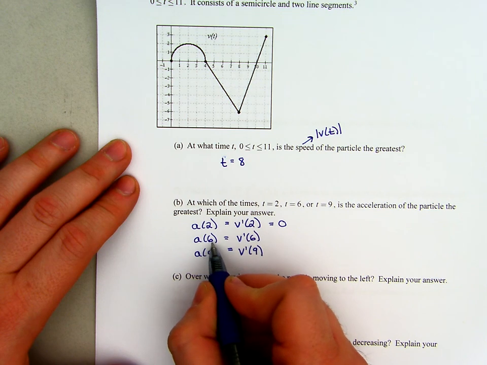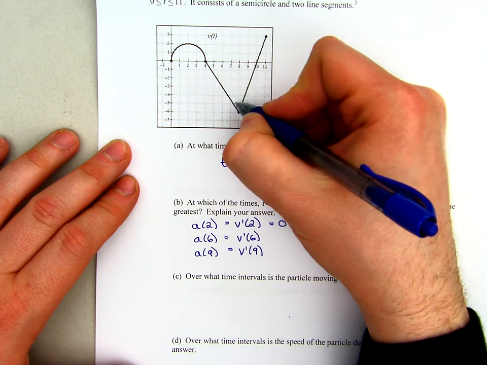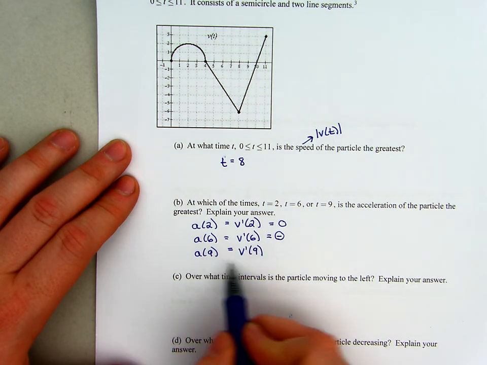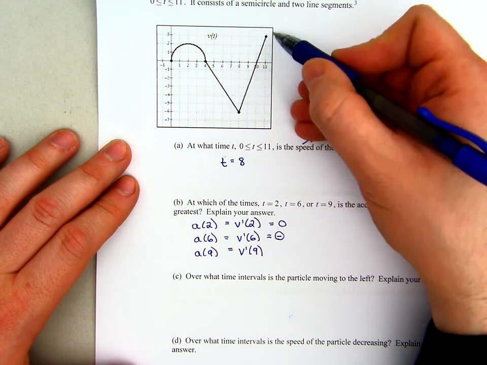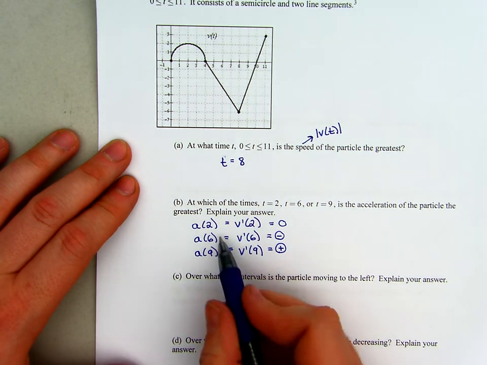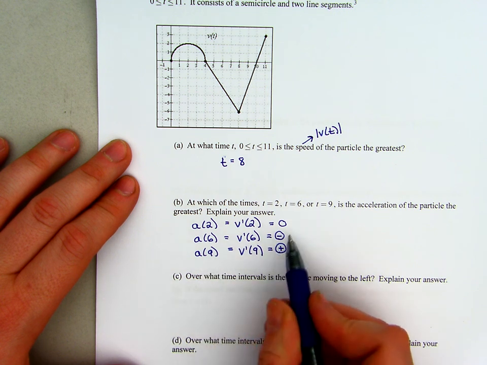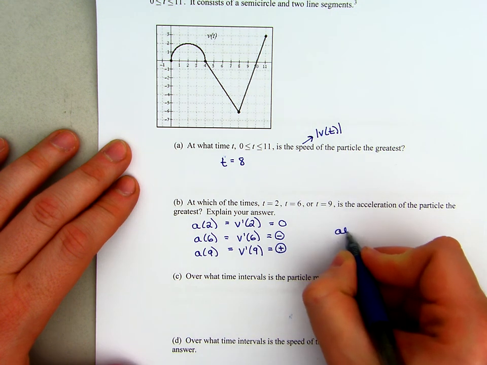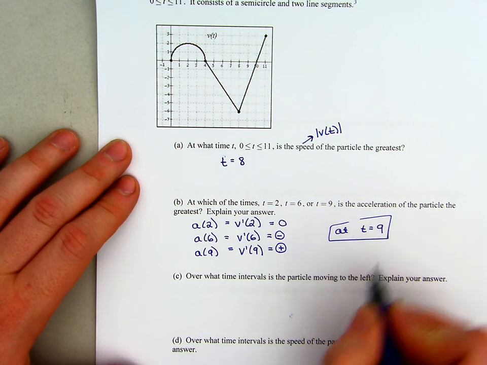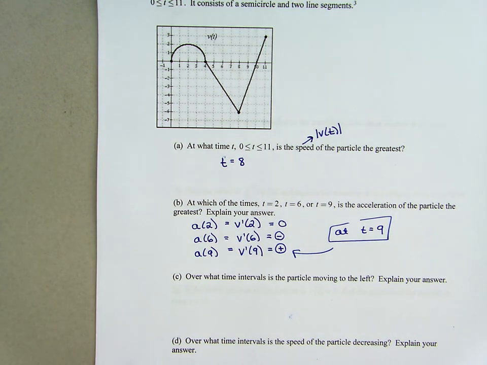At time 6, the derivative of the graph that I see is, well, I could do a rise and run thing, but for right now, let me just say that it's something negative. And at time 9, the derivative, the slope of the graph that I see, is some positive value. Well, I can look at those 3 times and see that the acceleration is going to be the greatest at time 9 because that's the positive value and the other one was 0 and negative. So I'm going to say at t equals 9. And as for the explanation, well, the calculations that I have over there are fine for the explanation.